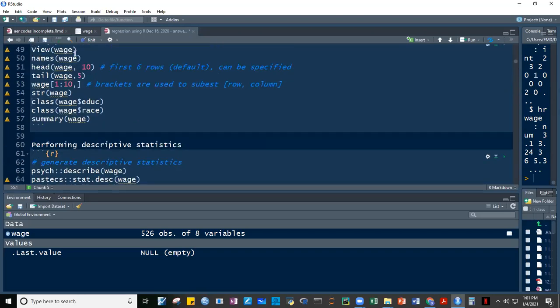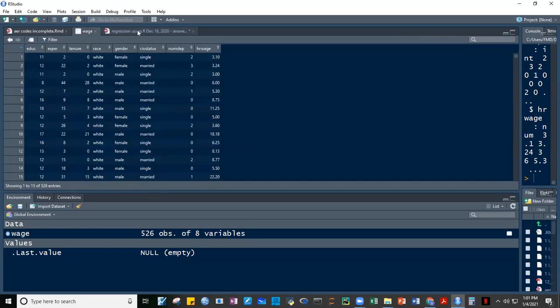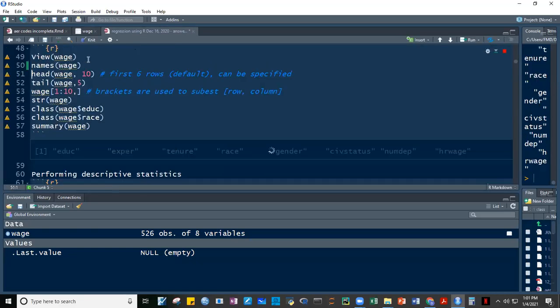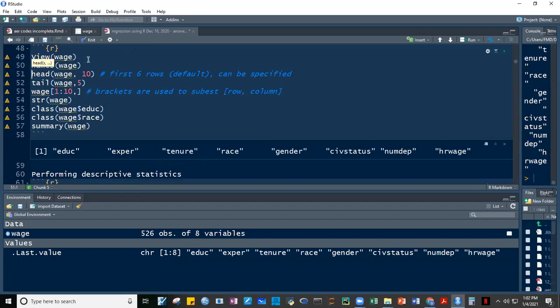Okay, so I hope you have already imported yung wage dataset natin. Okay, napakita ko na to yung wage natin. And then yung laman niya, the names function will give us the different variables. Okay, yung head, alam natin to, first 10, kasi 10 to, pati yung tail, alam na natin. Or we can also use the brackets to subset, no? Not filter, subset.